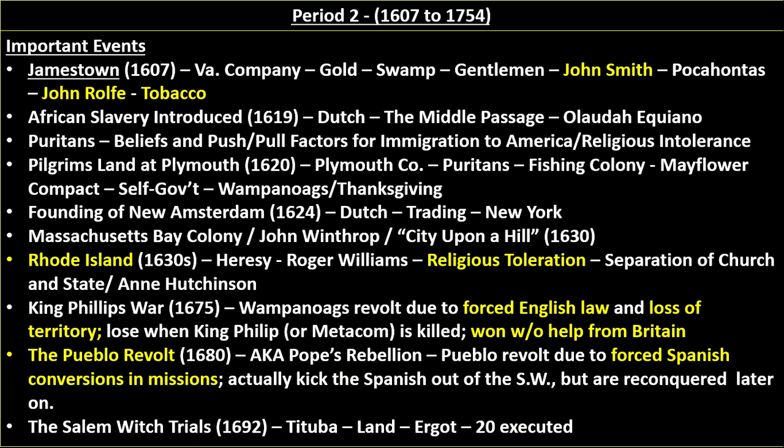So period 2, important events. 1607, as mentioned earlier, Jamestown is founded by the Virginia Company, one of these joint stock companies. Remember, a joint stock company is unique because those were wealthy investors that pooled their money together. No longer did we have to rely upon kings and queens to finance voyages across the sea. Now, for the most part, the Virginia Company is looking to turn a profit, as all these joint stock companies were at the time.